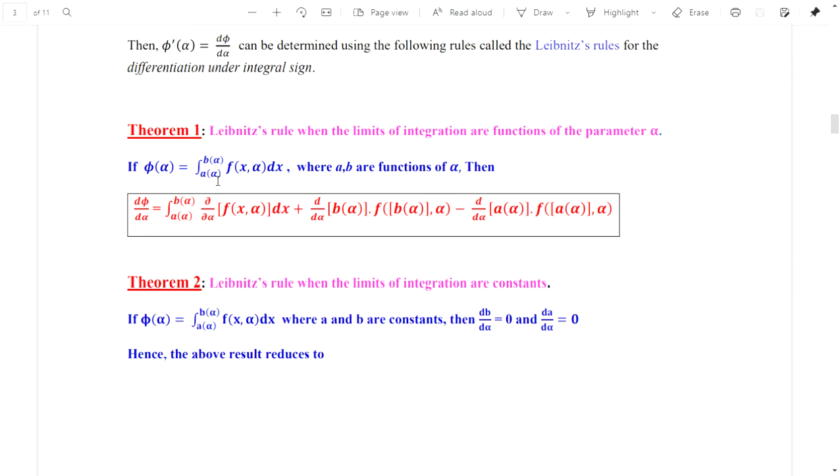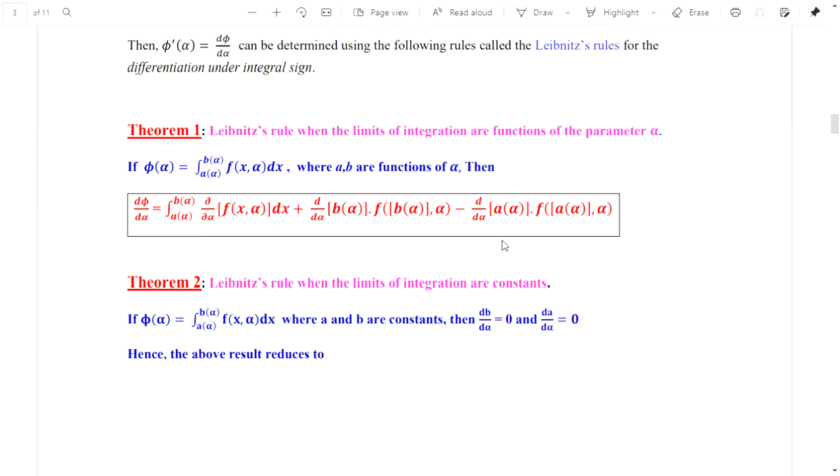Then the Leibniz rule is given by: if phi of alpha is equal to integral of a(alpha) to b(alpha) of f(x, alpha) dx, where a and b are functions of alpha, then d phi by d alpha, meaning the differentiation of phi with respect to alpha, is given by integral of a(alpha) to b(alpha) of dou by dou alpha of, that is the partial differentiation of this function f(x, alpha), dx, plus d by d alpha of the upper limit of the integral, which is b(alpha), into f(x, alpha) with x replaced by b(alpha), minus d by d alpha of the lower limit of the integral, which is a(alpha), into f(x, alpha) with x replaced by a(alpha).